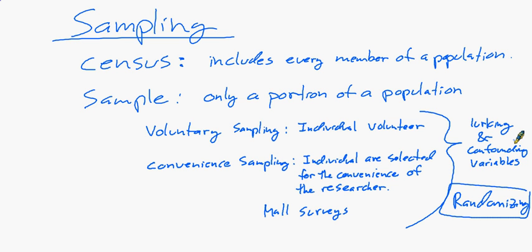Because how do you know what you don't know? How can you see what you haven't seen? Right? Can you ever be sure you don't have lurking or confounding variables? No, you can never be sure. So we use randomization to try and spread out whatever lurking variables or confounding variables may exist.